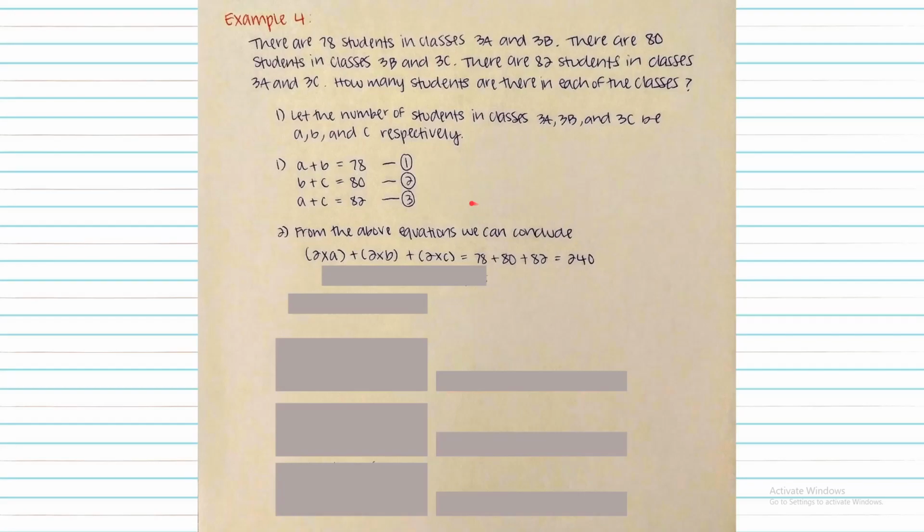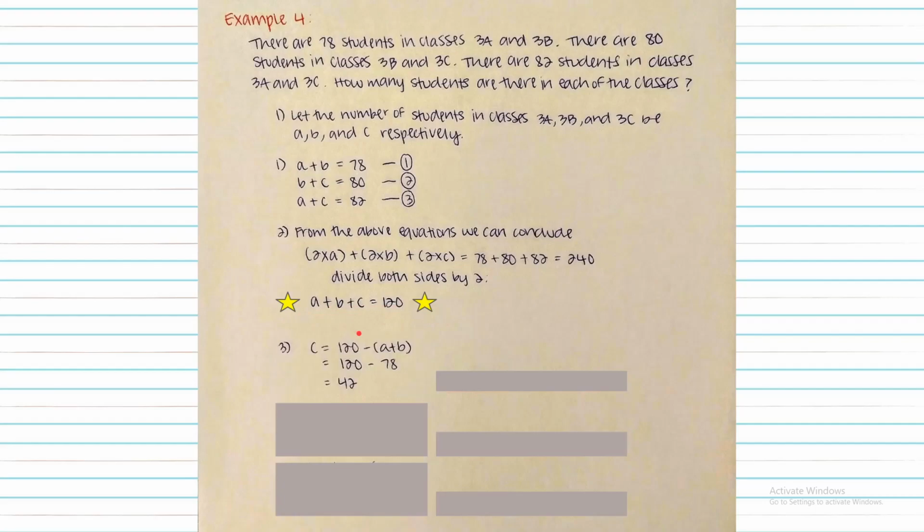From the above equations, since there's two A's, two B's, and two C's, we can conclude that 2 times A plus 2 times B plus 2 times C is equal to 78 plus 80 plus 82, which is further equal to 240. If we divide both sides by 2, though, we find our very important equation that A plus B plus C equals 120. And since the total number of students in the three classes is 120, we can subtract the three equations from this big equation to get our answers.